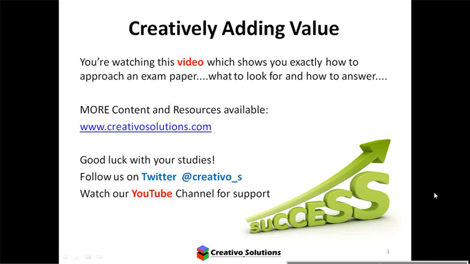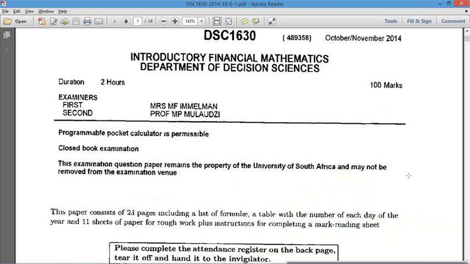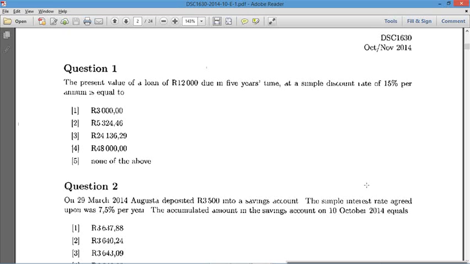Right, so guys, let's get started with the past paper. Let's have a look at DSC1630, October-November 2014, Introductory Financial Mathematics. Obviously the exam's out of 2 hours, and it's a 100-mark question. It is a multiple choice question. There are 30 questions to answer. Remember, you are definitely going to need a financial calculator, so make sure you've either got the Casio, the Sharp, or the HP.